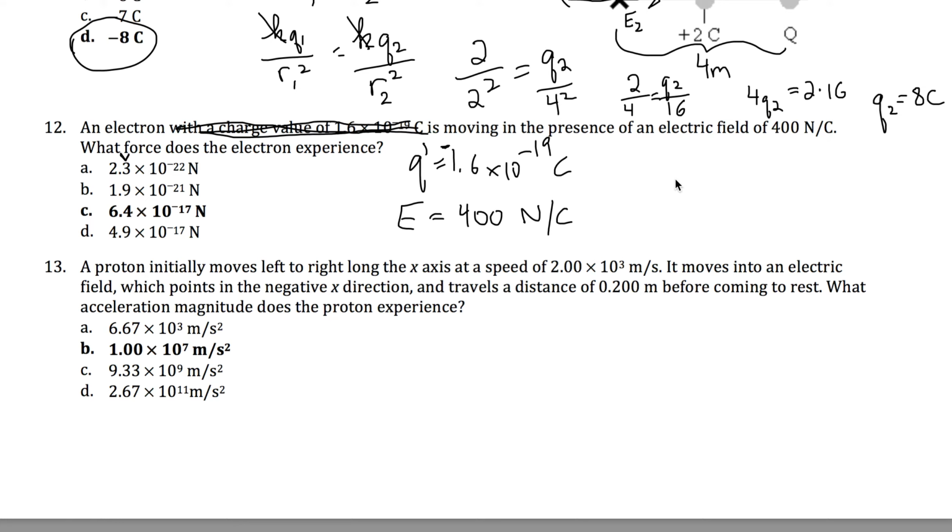So just to visualize, let's say the field is going this way. Well, that electron is going to experience a force this way, opposite the direction of the electric field. And the force is given by EQ. And that just comes from the definition of the electric field, which is the force per charge. Right, electric field is force per charge. So just multiply these two numbers together, and you will get negative 6.4.